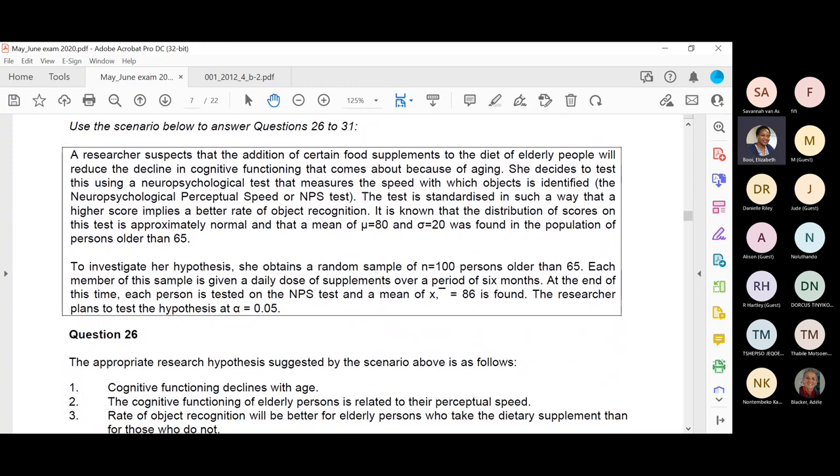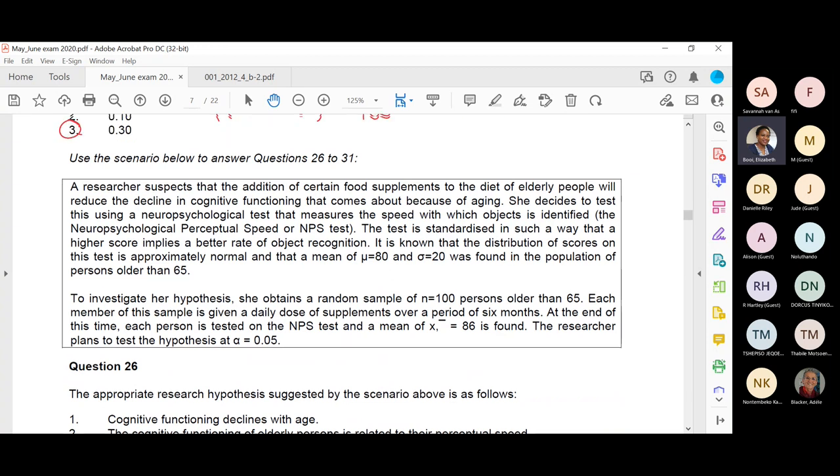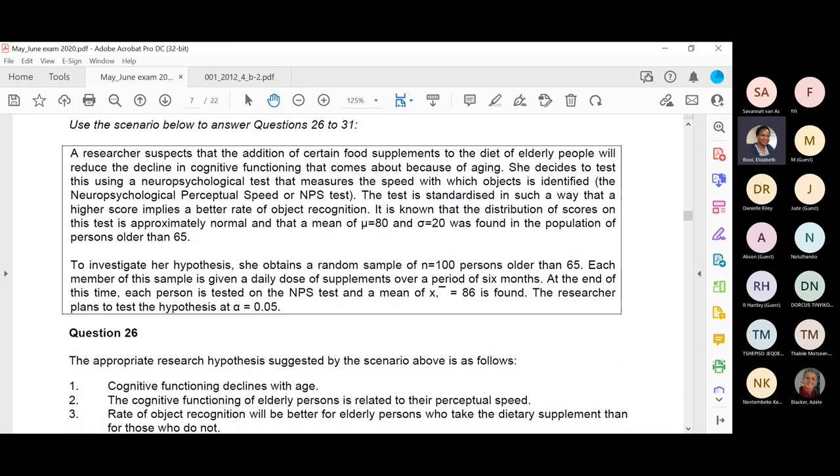We have 25 minutes and we are on question 26. Sure. And there is a big paragraph coming up our way. Use the scenario below to answer question 26 to 31.